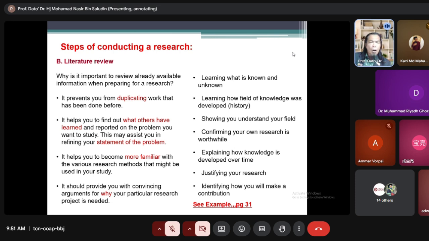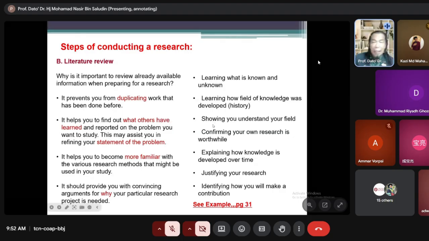It helps you to become more familiar with the various research methods that might be used in your study. It should provide you with a convincing argument for why your particular research project is needed. That means learning what is known and unknown. That's learning. You know what is known and unknown. Not all people know. Some people don't know. Not all people don't know. Sometimes they know something.